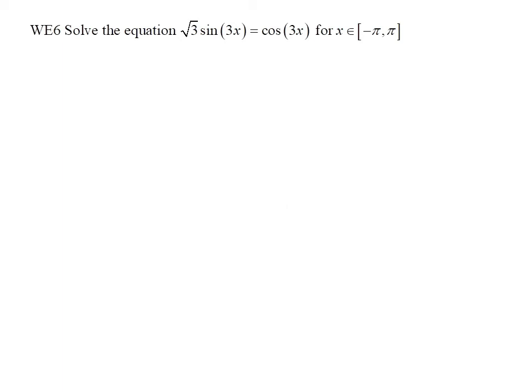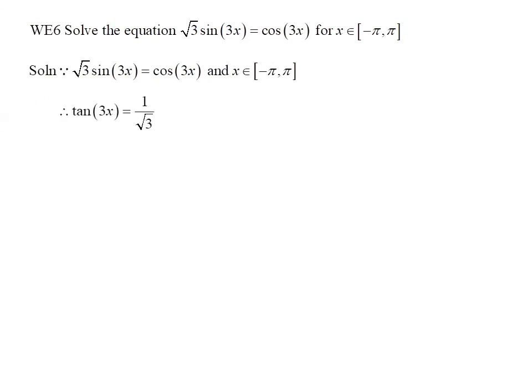The question in example 6 is to solve a circular equation of square root 3 sine 3x equals cosine 3x, given that x is between negative pi and pi. Both endpoints are inclusive. Based on the given criteria, the equation can be transformed to tangent 3x equals 1 over square root 3. Then the general solution for tangent function is applied here. So we have 3x equals n pi plus pi over 6. After the equation being divided by 3, then x equals n pi over 3 plus pi over 18.